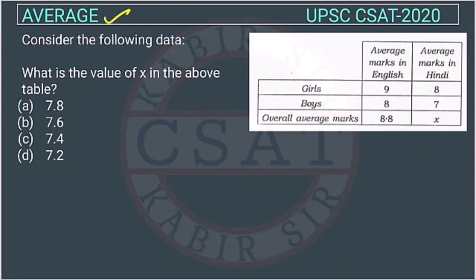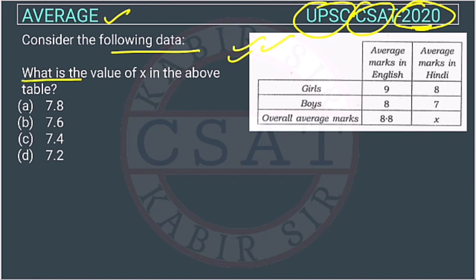So this is the question of average asked in UPSC CSAT 2020 exam, right? Consider the following data. So this table was given, and I know many students who just see a table and think this is a very tough question, I won't be able to do it. They just leave this question and go to the next question, right?